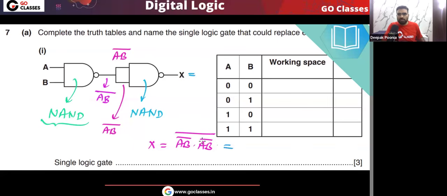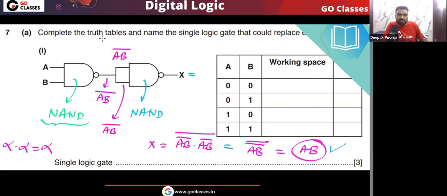Very simple. So here you can see, what is alpha and alpha? That is same as alpha. That we already know. So I can simply write it AB bar whole bar. What is AB bar whole bar? That is simply AB. So remember, the answer will be AB.